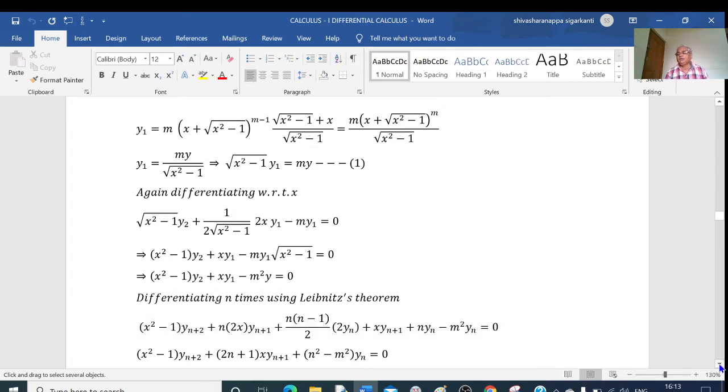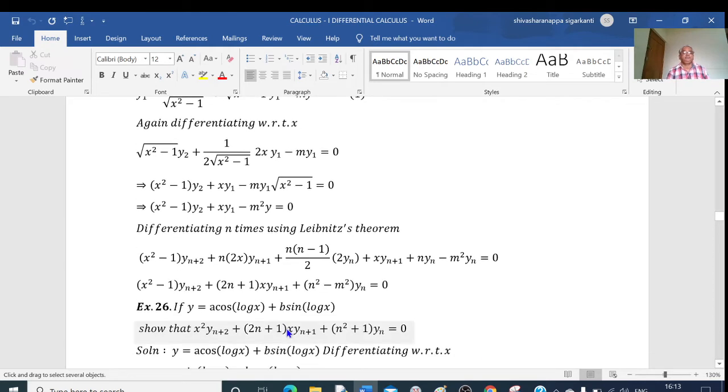Now just we have to write the terms in order. First I will write y(n+2) terms, that is (x² − 1) into y(n+2), plus y(n+1) terms. This is one y(n+1) term, this is another y(n+1) term. Two terms are there. x into y(n+1), here also x into y(n+1), taking common factor. 2n remains here, plus 1 remains here. That is (2n + 1) into x into y(n+1), plus.